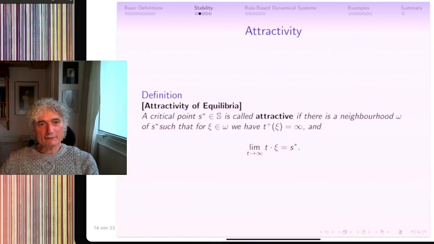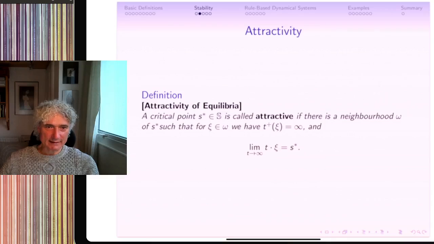But now we have one more property, and that is attractivity. So a critical point s star in S is called attractive if there is a neighborhood omega of s star such that for xi in omega we have t plus of xi is infinity, so the existence time must be for all times. And we have that the limit t to infinity of t times xi is exactly s star.